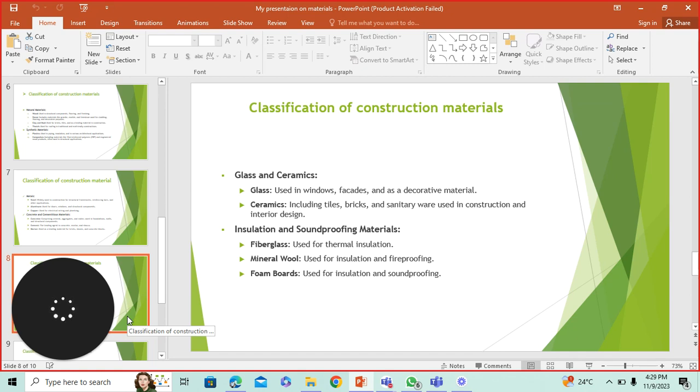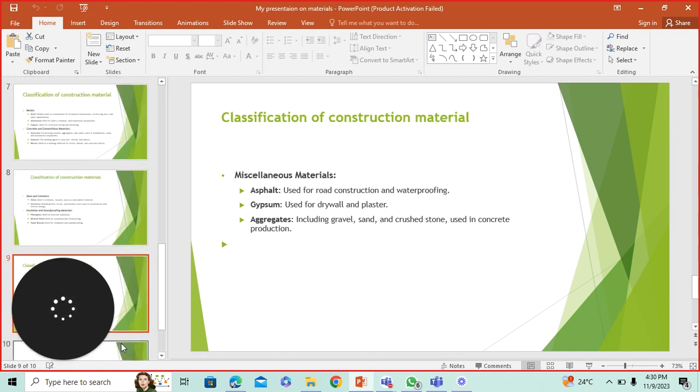Okay, we go to glass and ceramics. Glass is used in windows, baguettes, and as decorative material. Ceramics, including tiles, bricks, and sanitary ware, are used in construction and interior design. Insulation and soundproofing materials: fiberglass used for thermal insulation, mineral wool used for insulation and fireproofing, foam board used for insulation and soundproofing. Miscellaneous materials include asphalt, gypsum, and aggregates.